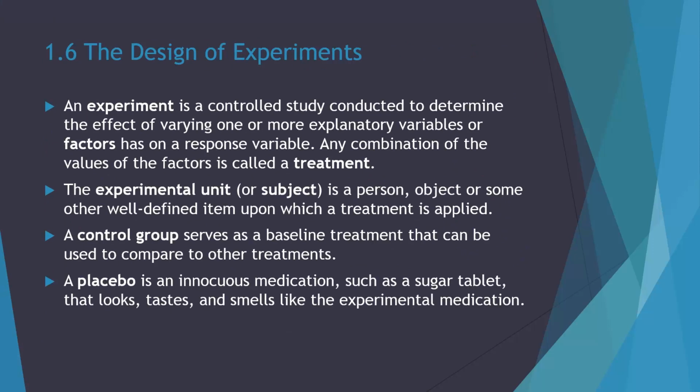A control group serves as a baseline treatment that can be used to compare to other groups, and a placebo is an innocuous medication, such as a sugar tablet, that looks, tastes, and smells like the experimental medication. They do that a lot in the pharmaceutical field, as you can tell from this example.